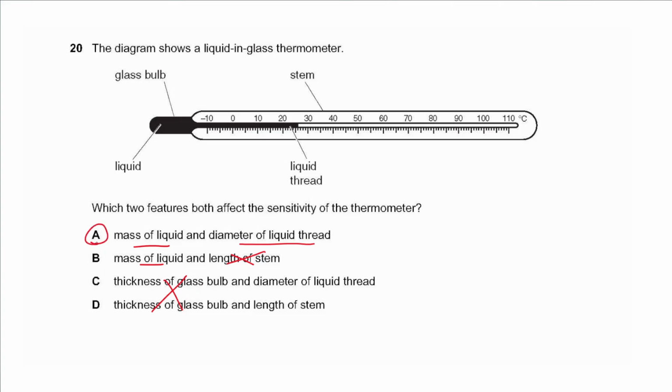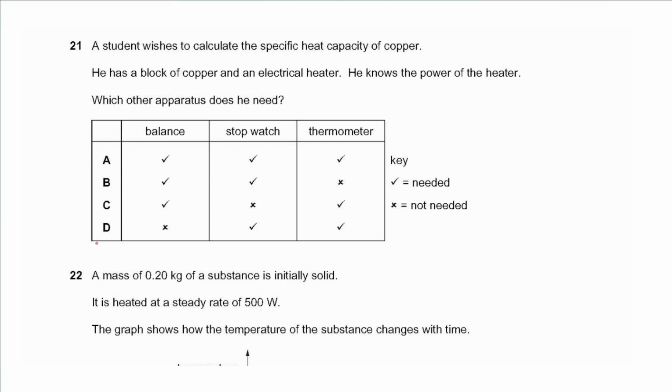So the answer here is A. Question 21 says a student wishes to calculate the specific heat capacity of copper. He has a block of copper and an electric heater. He knows the power of the heater. Which other apparatus does he need?